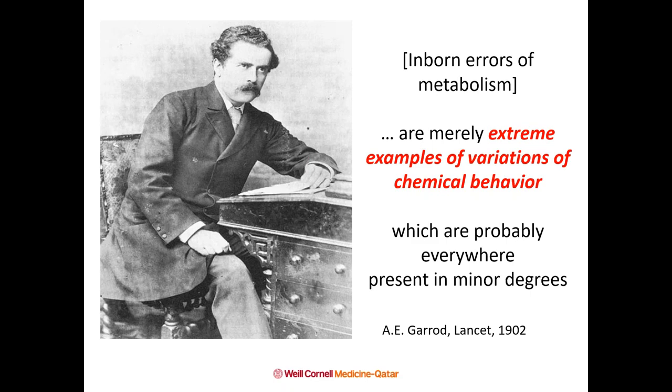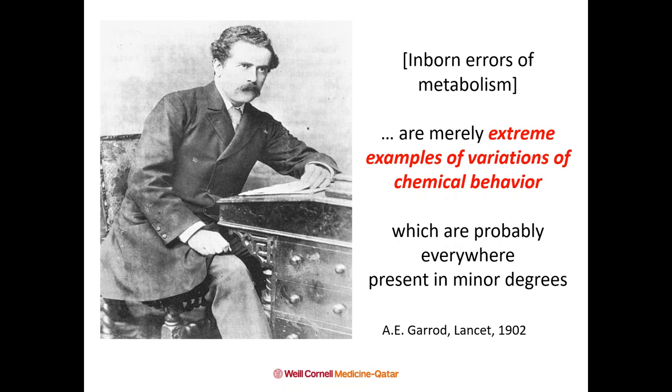Now this is nothing new. Actually for me it was new, because I'm a physicist. I didn't know Archibald Garrod before we did this, but I think every biochemist knows him from university, I should say. So Archibald Garrod is the person who invented the idea of inborn errors of metabolism. But he not only did that, he actually wrote already in 1909 that inborn errors of metabolism, well, they are merely extreme examples of variation of chemical behavior, which is probably everywhere present in minor disease.